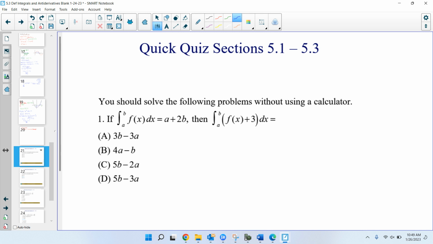All right, how could I rewrite this? Because I know what the integral from a to b of f of x dx is. How could I rewrite that? You guys think on that. Try it out. Once again, talk about how much you love integrals.